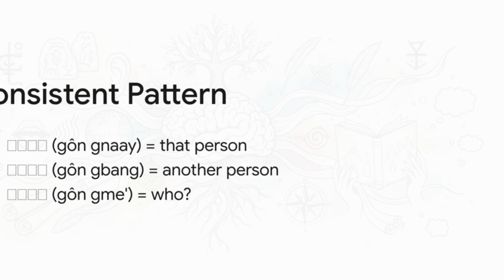And this slide just shows you how consistent that logic is. The noun for person, gon, it always stays at the front. You just swap out the second word. So gon gnai is person that. Gon bong is person another. Gon pme is person who. See? It's a really elegant and efficient system.